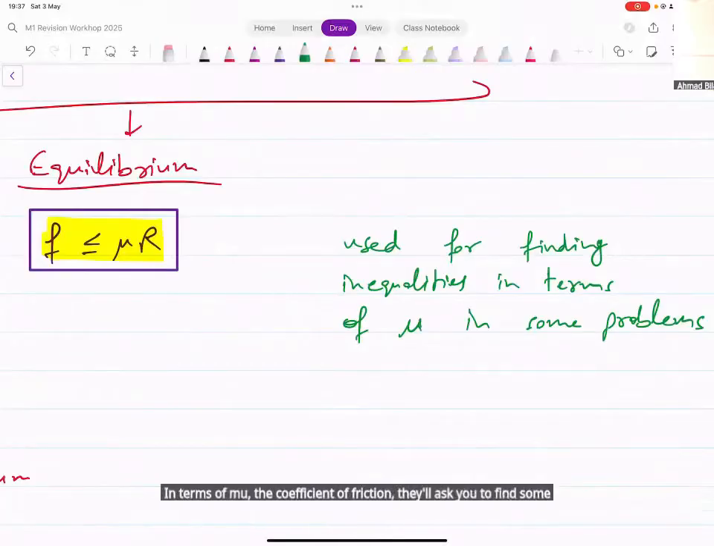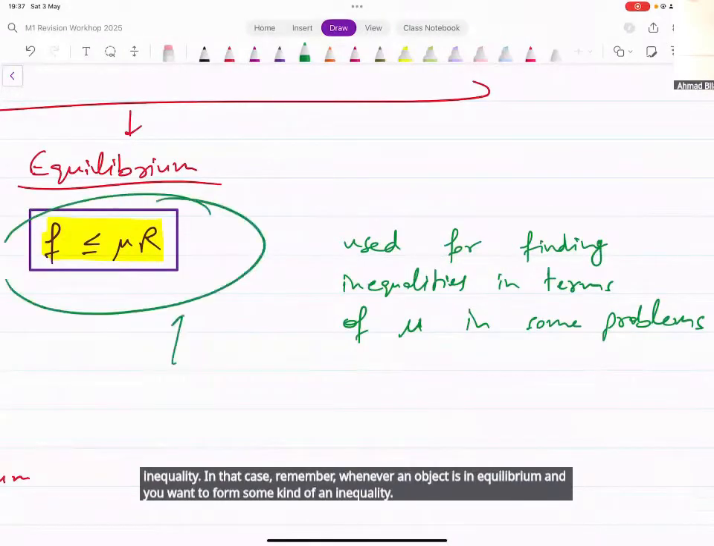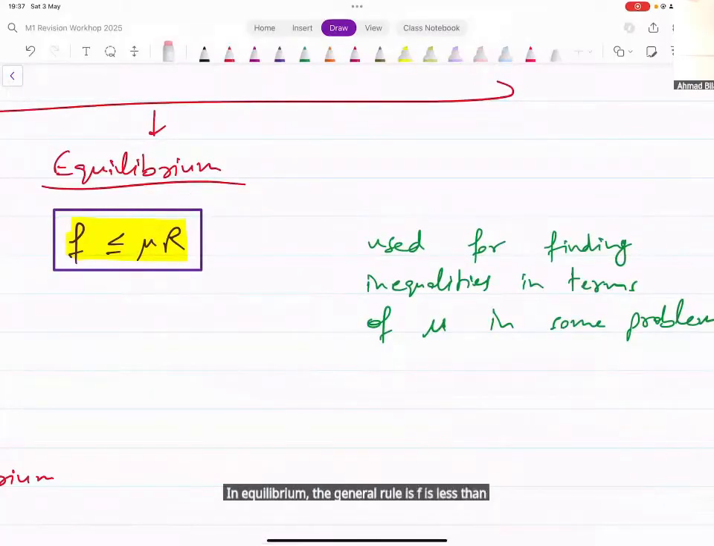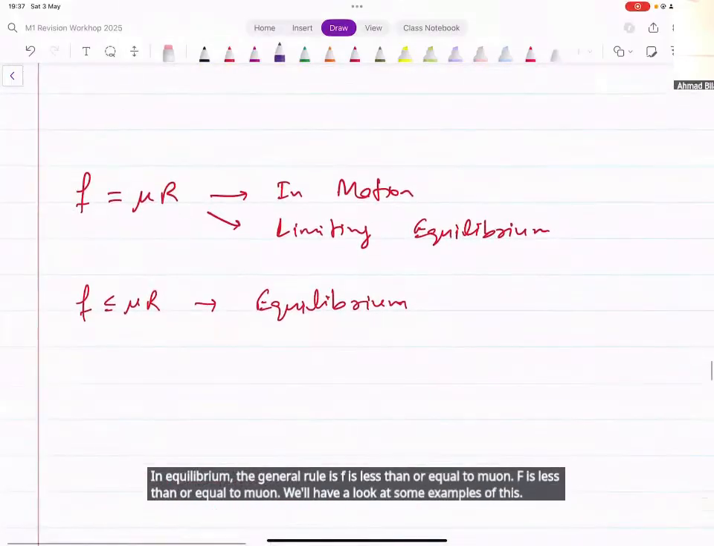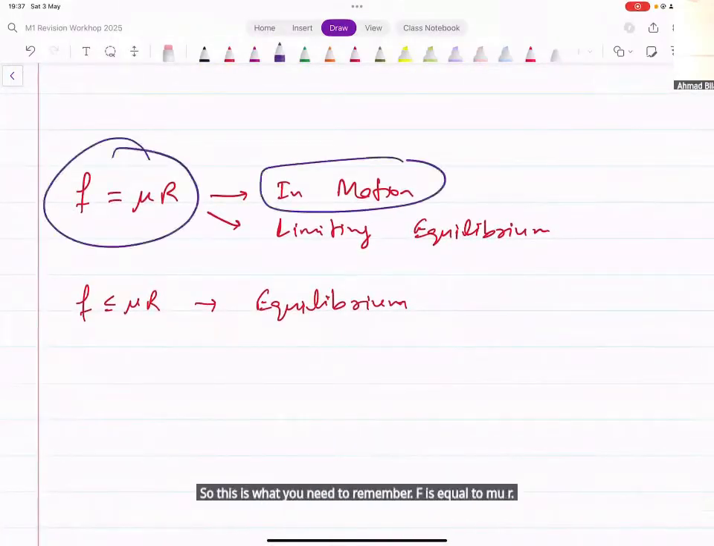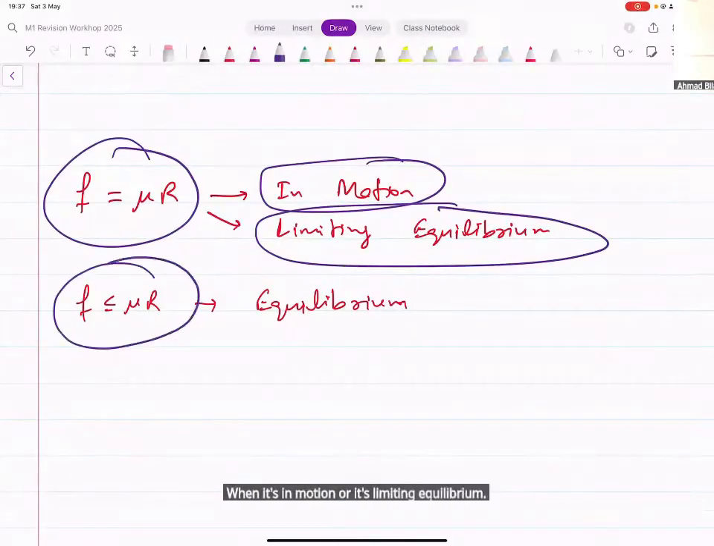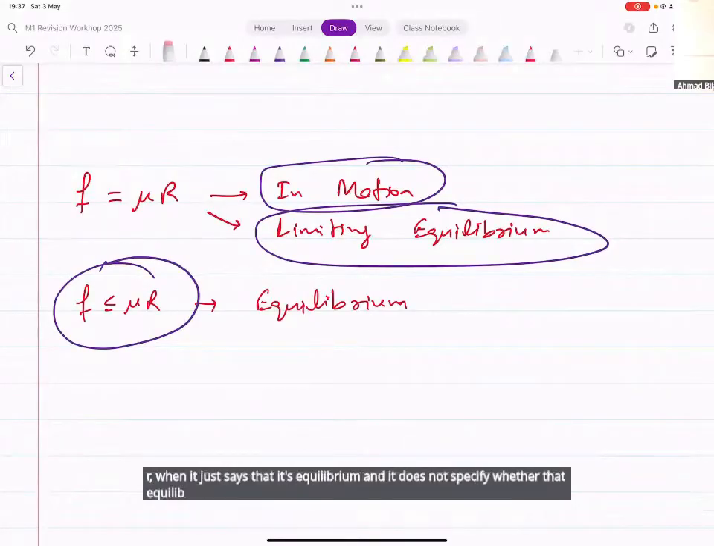In that case, remember, whenever an object is in equilibrium and you want to form some kind of inequality, in equilibrium, the general rule is F is less than or equal to mu R. We'll have a look at some examples of this. So this is what you need to remember. F is equal to mu R when it's in motion or it's limiting equilibrium. F is less than or equal to mu R when it just says that it's equilibrium and does not specify whether that equilibrium is limiting or non-limiting.